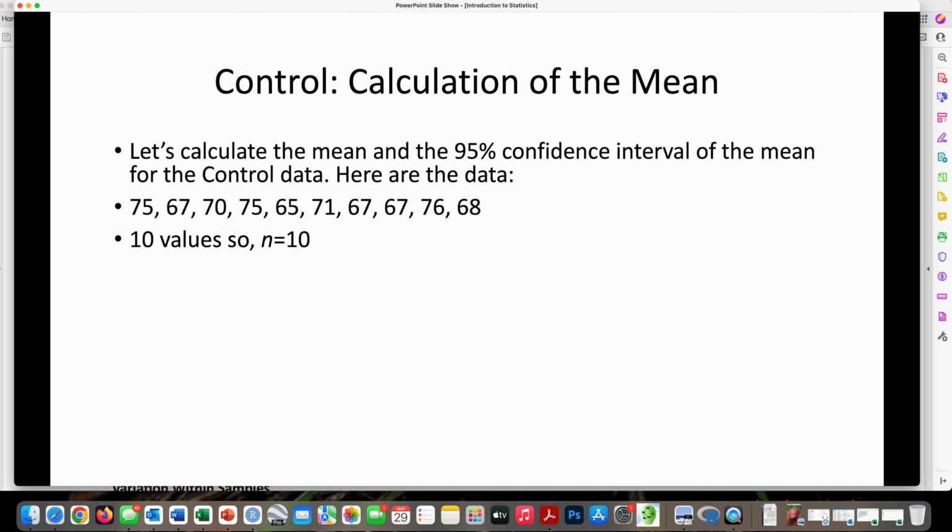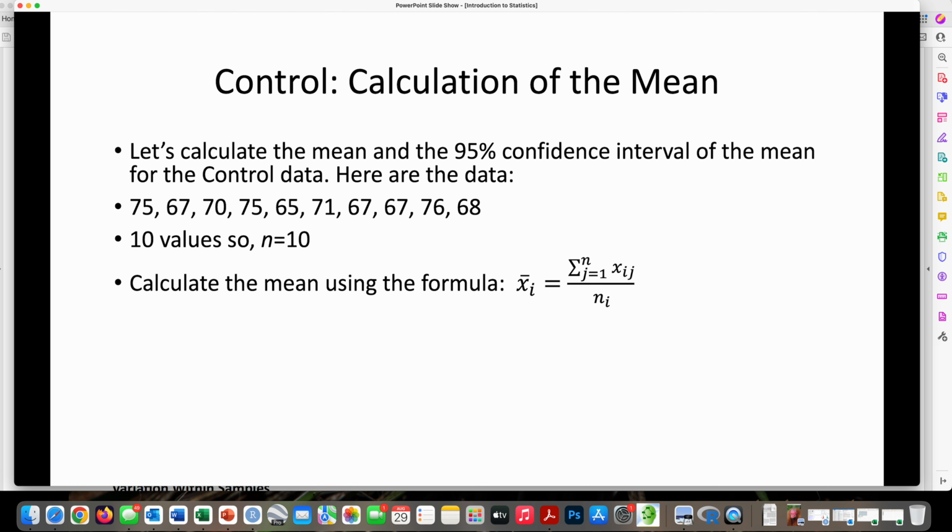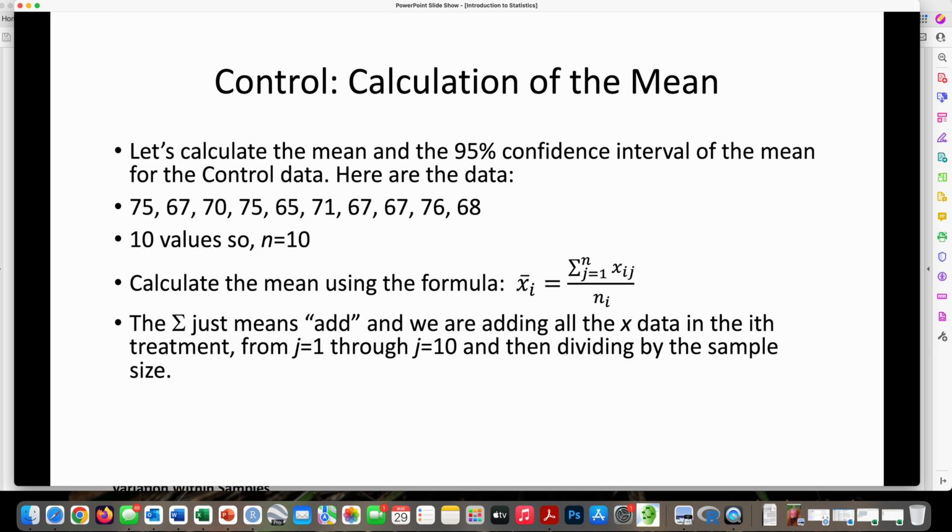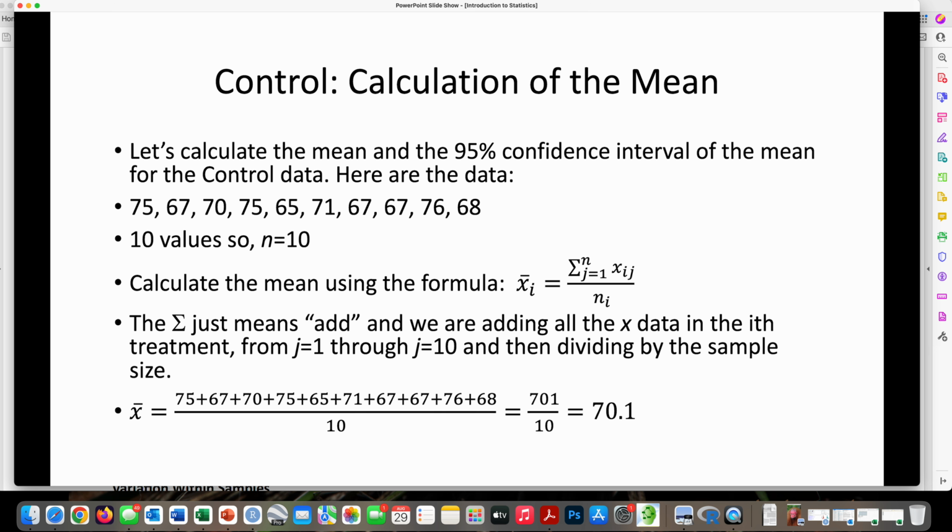So we have these data from the control data. There are 10 values, so the sample size is 10. Once again, review how you calculate a mean. You just add all those things up, and you divide by the number that are there. This is what it looks like. The mean for the first sample is 70.1.